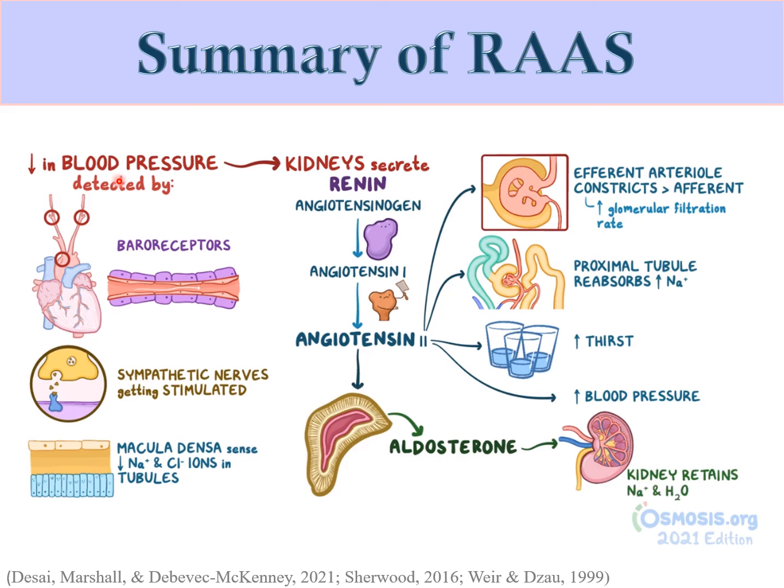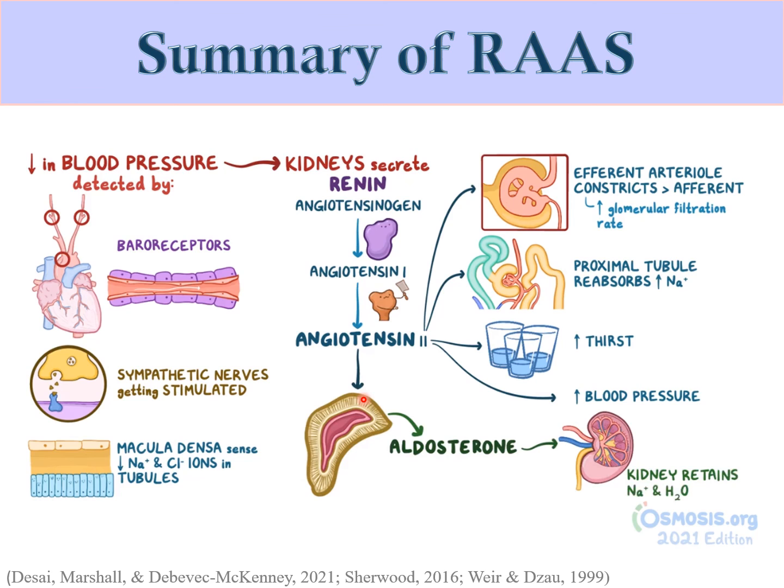Whenever there's a decrease in blood pressure as detected by the baroreceptors of the carotid sinus or the aortic arch, or the juxtaglomerular cells, the sympathetic nerves getting stimulated, or even the macula densa cells sensing less sodium and chloride ions flowing through the tubules, the kidneys, as we come back up here, will actually secrete renin that converts angiotensinogen to angiotensin 1, and then angiotensin 2. After that, the angiotensin converting enzyme converts the angiotensin 1 to angiotensin 2.